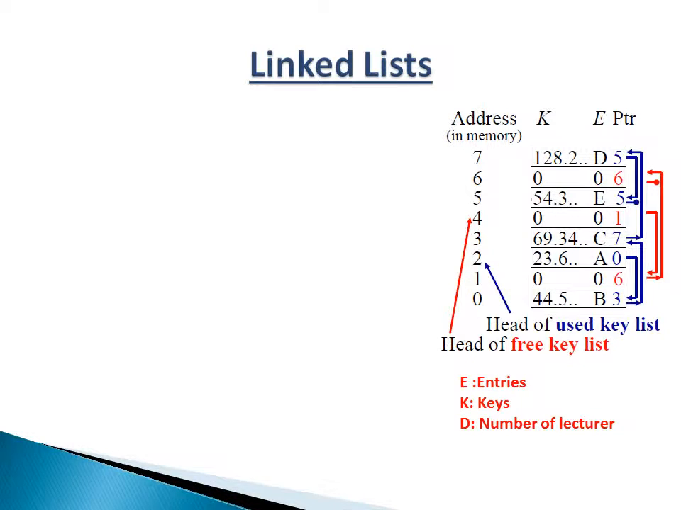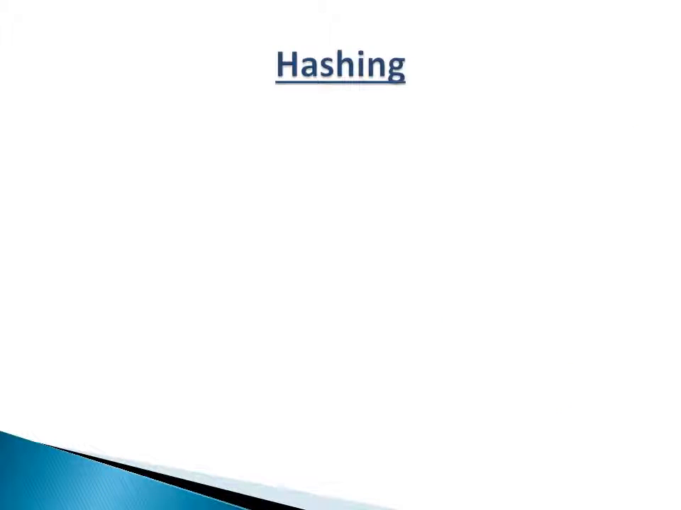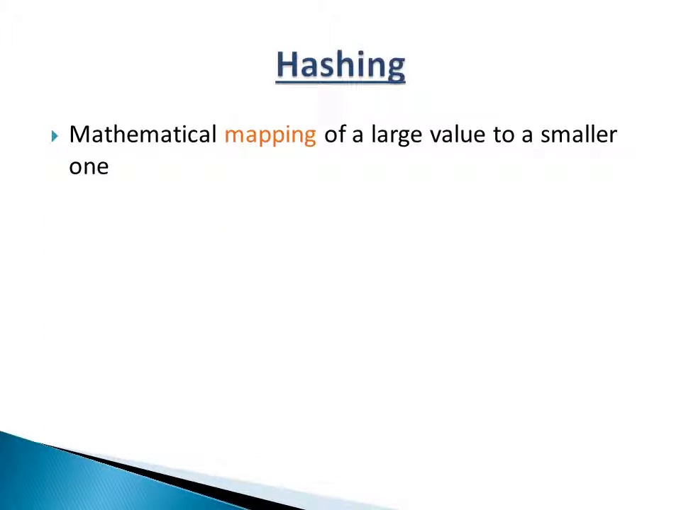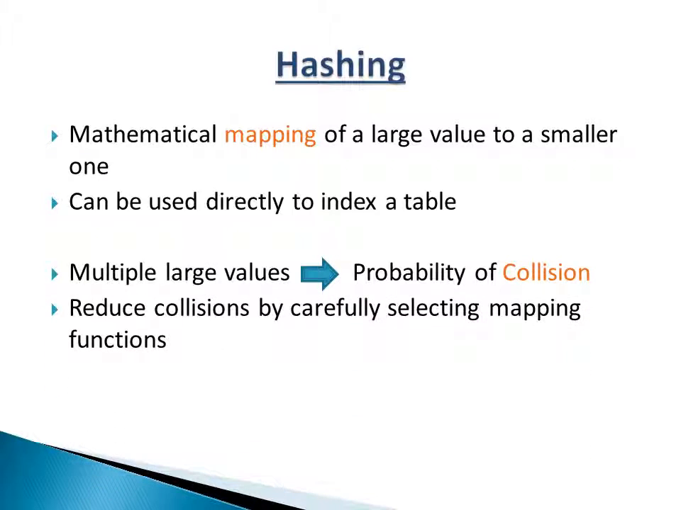Then there are linked lists, which show data state in memory and indicate the memory used. They are efficient in their space utilization and easy to update, but they do have a long query time. Another method is hashing, in which we mathematically map a large value to a smaller one, which can be used directly to index a table. Collisions may be a problem while using multiple large values, but they can be dealt with by choosing better mapping functions.